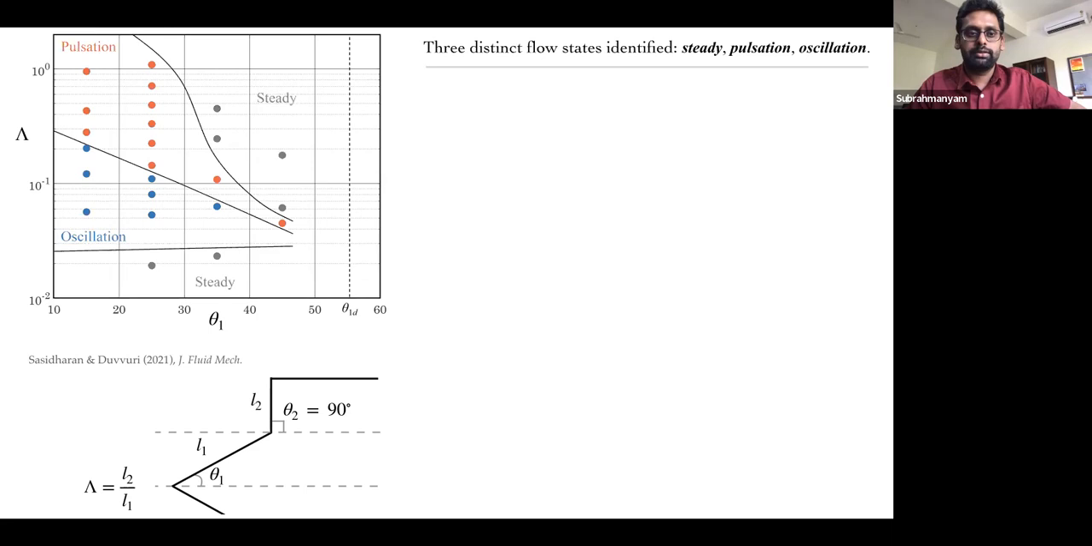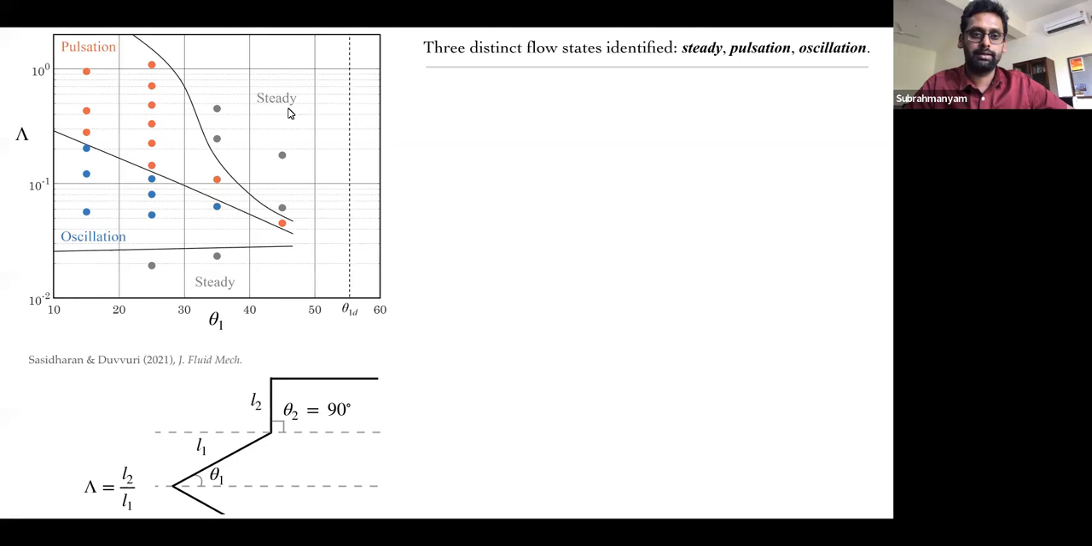We carefully looked at the Schlieren videos from all these experiments, and with that, the first thing that we could immediately infer was there are three distinct flow states for this cone cylinder problem as we navigate this lambda theta one parameter space. This identification was done just visually by looking at the Schlieren, and I'll show you some of that soon.